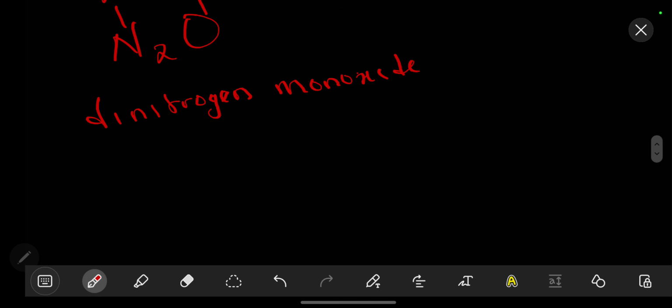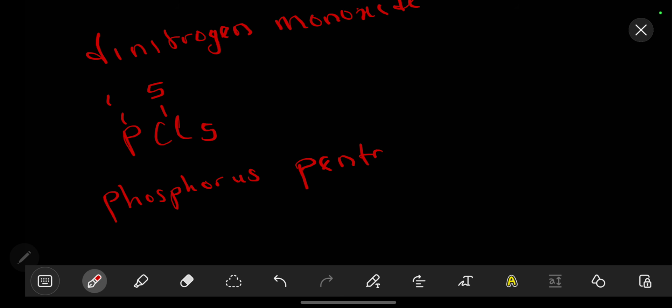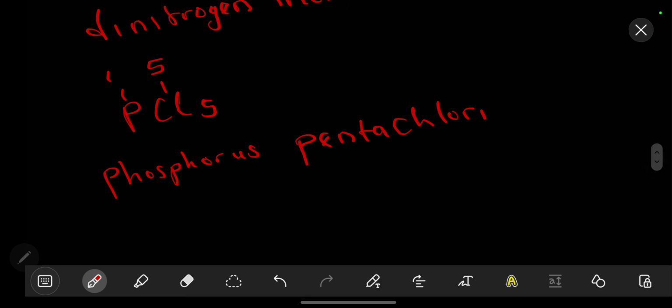So let's look at, let's say we have PCl5. So this one, we have 1 phosphorus, we have 5 chlorines. So we are going to say this one is phosphorus, then 5, the prefix is penta, pentachloride, like that.